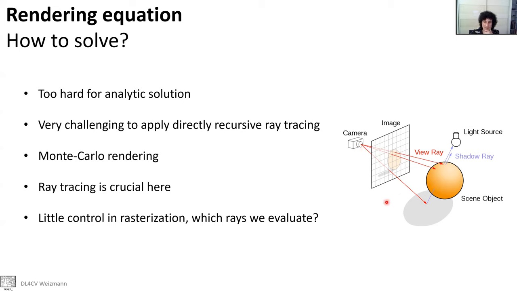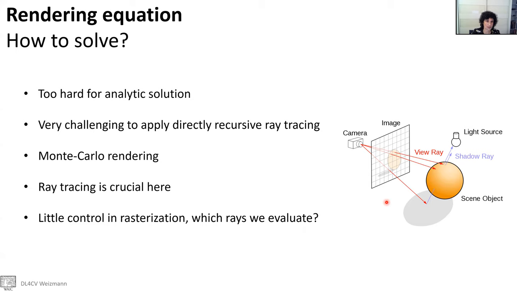So here comes the idea of Monte Carlo rendering, which gives some heuristic, I'm not sure if you say it that way, a way to sample the environment and give some flavor of photorealistic images without exhaustive recursive ray tracing. I just want to mention that ray tracing here is very crucial. If I want to use rasterization, instead of sending a ray from the camera, I'm not even sure exactly which ray I need to evaluate. In ray tracing, although it's expensive, it becomes very evident and clear.